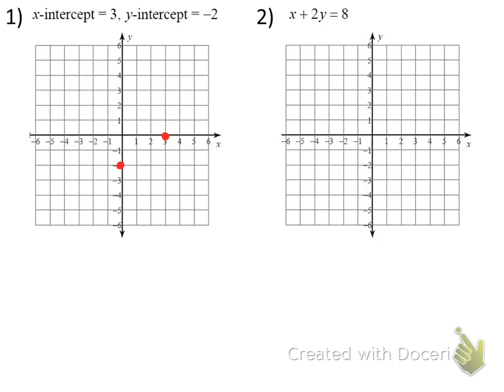Got 2 points. If I have 2 points, I could draw a line. So, draw a line. So, put arrows at the end. And that's it. We're done. Okay? Again, all I did, they gave me the x and y intercept, so x-intercept's 3, y-intercept's -2. Drew a line, put arrows at the end. We're all done. Okay? See how easy that is?